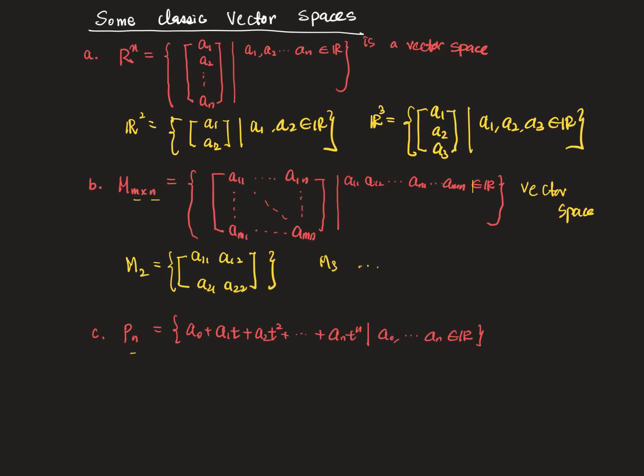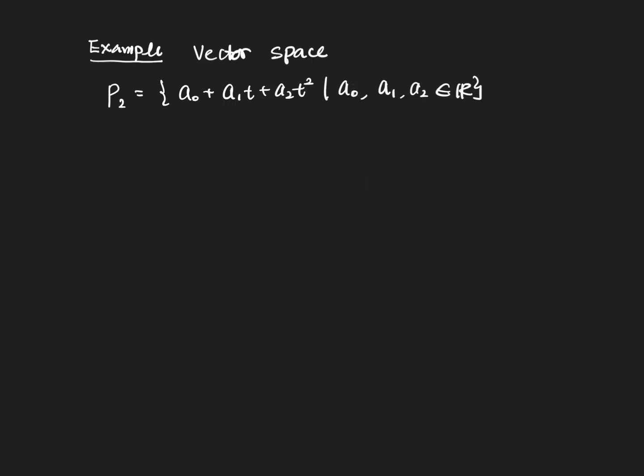The last one is polynomials with degree n. So this one is a vector space too. Okay, all the polynomials with degree n, we call a vector space. We're going to practice a very specific vector space. We want to show P2, quadratic polynomials, is a vector space. You and I are going to show this is a vector space.